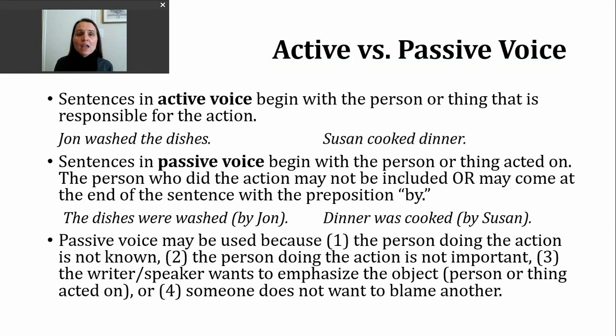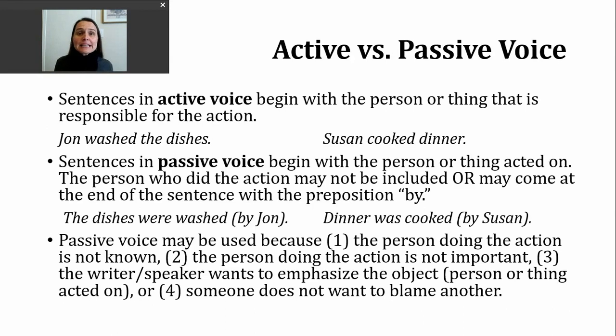So in the majority of the videos I do, and as you listen to people speak on a daily basis, it's probably more common for you to hear sentences in the active voice. These sentences are beginning with the person or the thing that is responsible for the action. Let me give you two examples. One would be, John washed the dishes. In this sentence, I know that John is responsible for the action of washing. In the second sentence, Susan cooked dinner. I know that Susan is responsible for the action of cooking.